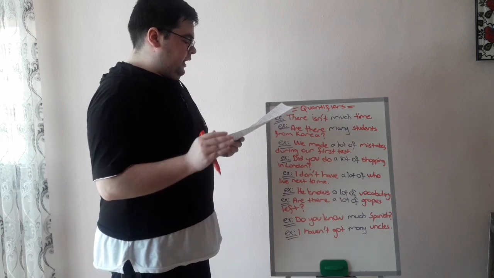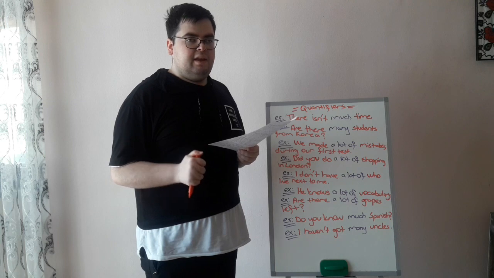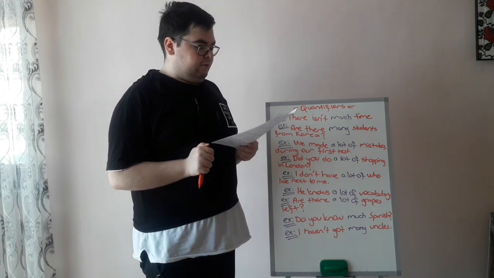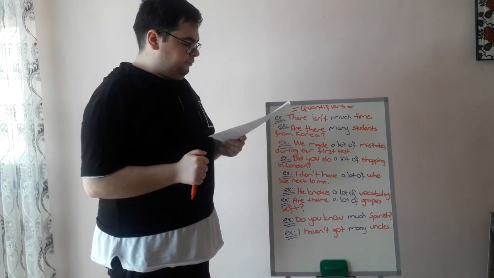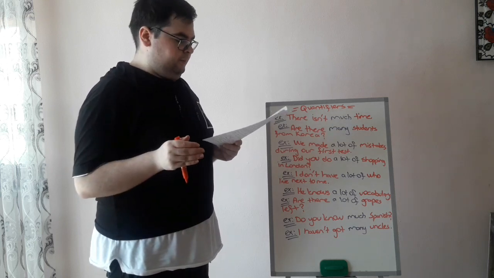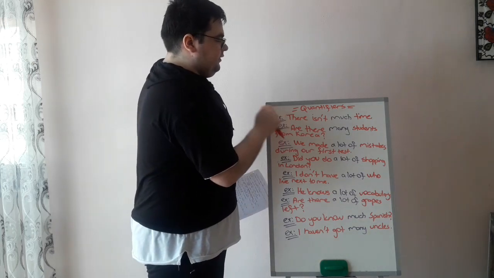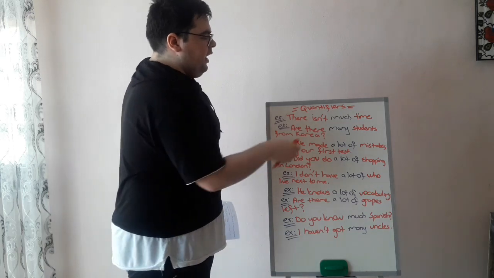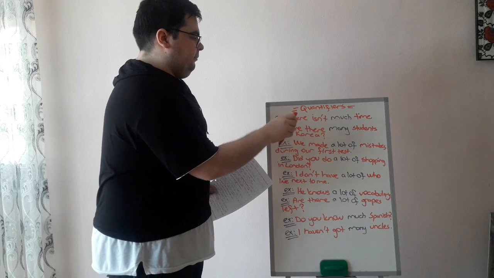Much, many, a lot of with a noun. Much, many, and a lot of are quantifiers too. We use them to talk about a large amount or number. Much is used with uncountable nouns. Let's look at our example. There isn't much time. Time is an uncountable noun and we use much.